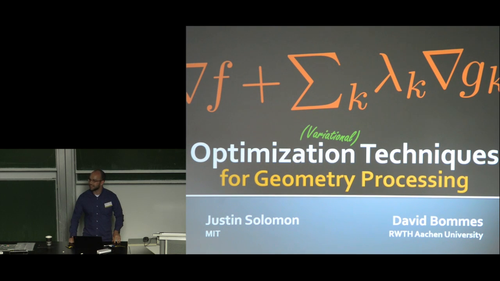Variational techniques, very roughly, are techniques that involve defining some objective function which measures all the things that you want to be true about something you're trying to compute, and then trying to minimize it. Right? So variational calculus is all about different techniques for doing this.